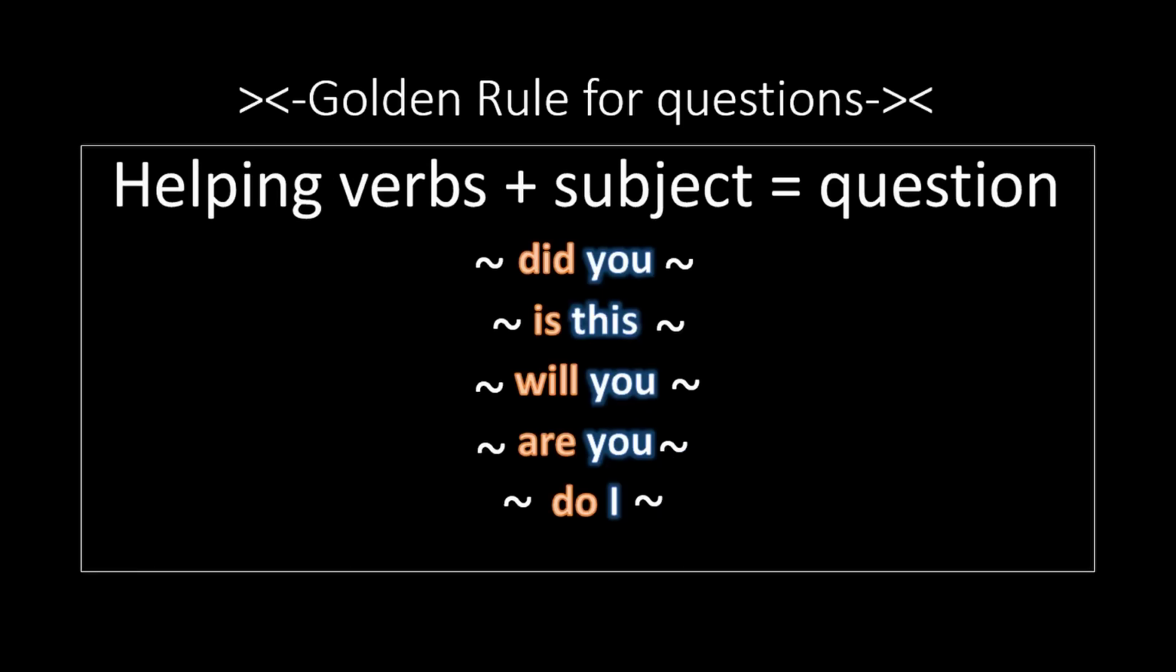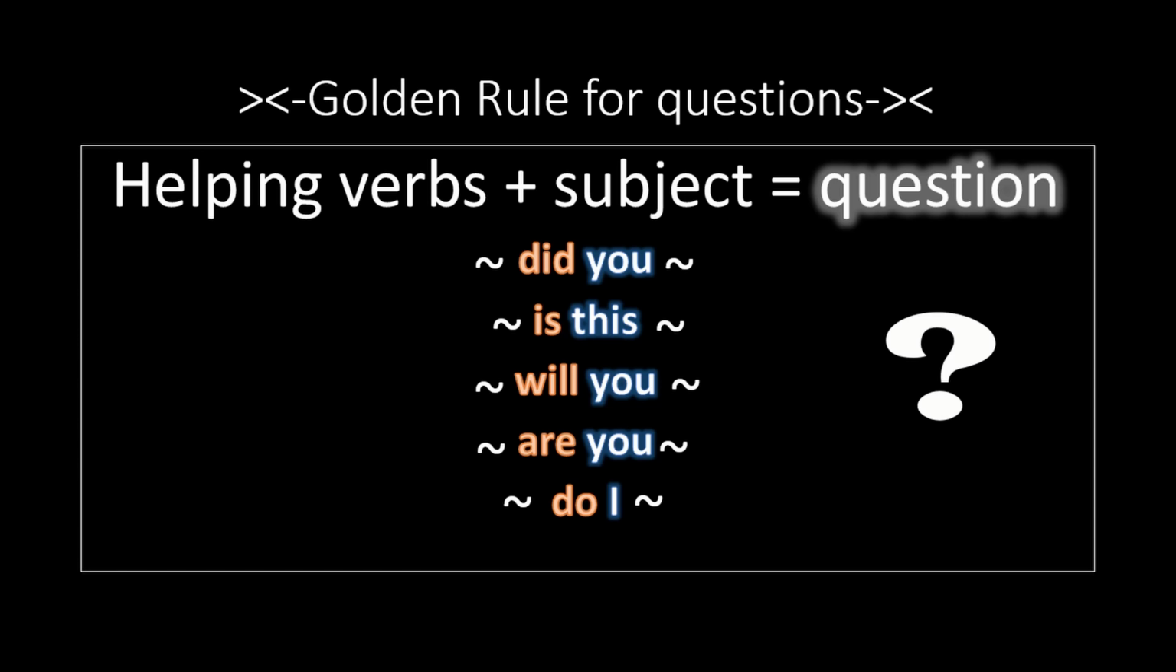All right, so this brings us to our golden rule for making questions. A helping verb must always be followed by a subject, and that will create our question. Now this is true even if you don't have those question words: who, what, why, where, when, how. So "did you" could actually form a question all by itself.